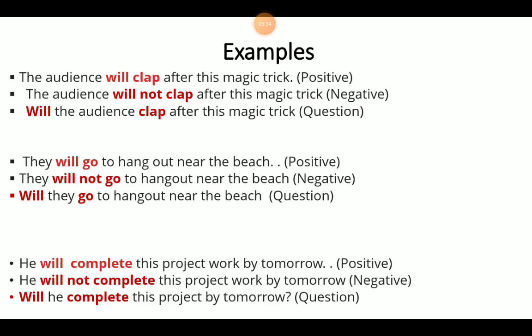And then let's see some other examples. The audience will clap after this magic trick. It is a positive statement in future tense. How to write the negative sentence? So I already told you, no problem at all. There is no need to split the auxiliary verb. It is already explicit here. Will plus clap, it's already there. So you should just add not in between will and clap. So the answer, negative sentence: The audience will not clap after this magic trick.